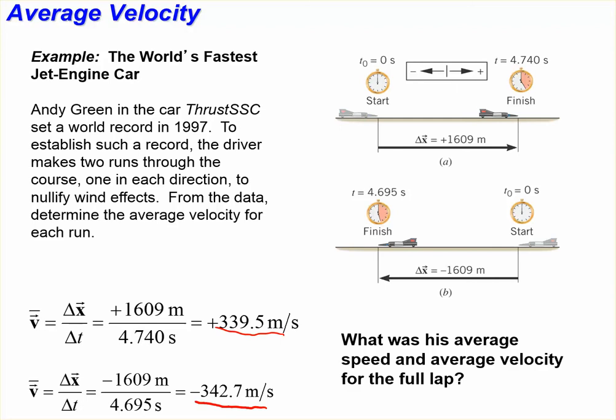If we want to know, did you set the land speed record, we could average those as speeds, 339.5 and 342.7 meters per second. Because in each case, the average speed would just be positive 1,609 divided by each of the times. But if we're asking about velocity, we need to understand direction. Again, we could ask a similar question to the previous one. What was the average velocity for the full lap? The answer to that would be 0 meters per second, because he began in the same spot that he ended.